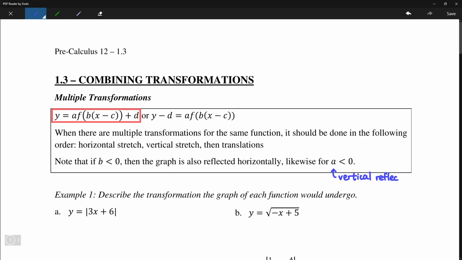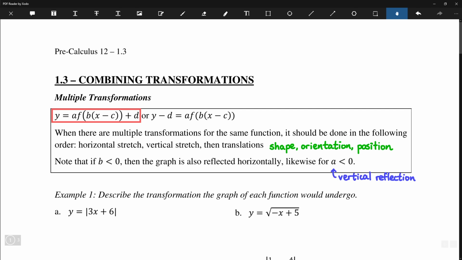In general, if a function is listed in the format inside of the red box, then we'll consider the transformation in the following order: shape, so stretches; orientation, so reflections; and finally position, which is to do with translations. So that's another way of thinking about those three types of transformations.